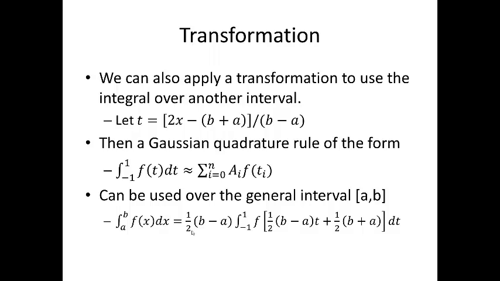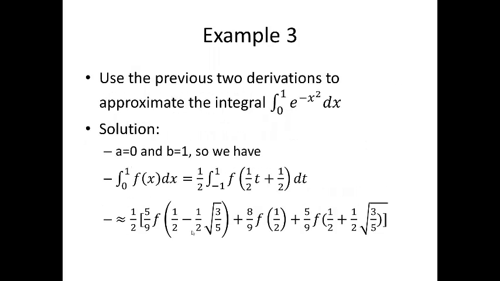Now we can look at how to use this result in an evaluation. Here we have our nasty function, e to the minus x squared, the one that's related to the error function. It's going from 0 to 1, and we have formulas for -1 to 1. So first, a is 0, the lower bound on the integral, and b is 1, the upper bound. So the integral from 0 to 1 of f of x dx is equal to 1/2 times the integral from -1 to 1 of f evaluated at 1/2 t plus 1/2 dt.